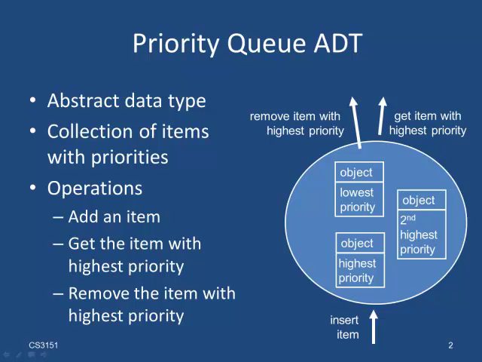So a priority queue stores a collection of items where each item has a priority. We can perform three operations on this collection. The add operation adds an item with a priority. The get operation returns the item with the highest priority among all items. And the remove operation removes the item with highest priority.